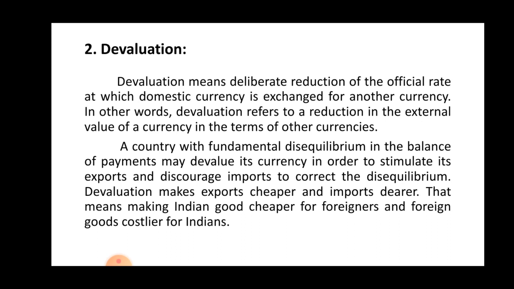Devaluation makes exports cheaper and imports dearer. Exports cheaper and imports dearer, so it is very close to imports. That means Indian goods become cheaper for foreigners, and foreign goods become costlier for Indians.